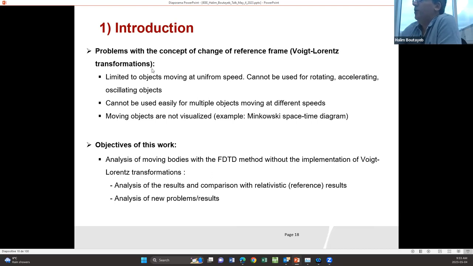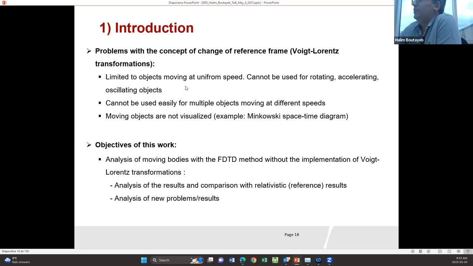There is a problem with the concept of change of reference frame, and this is what we saw before. That's actually what the Voigt-Lorentz transformation is doing. We change from one reference frame to another reference frame, and that change is done by changing the space parameter and the time parameter.